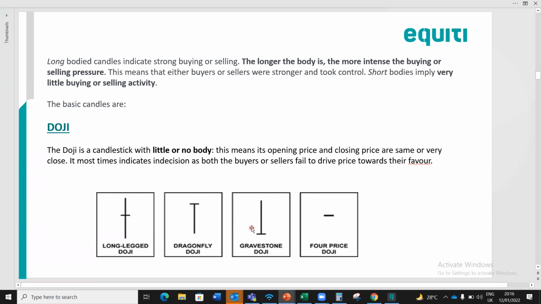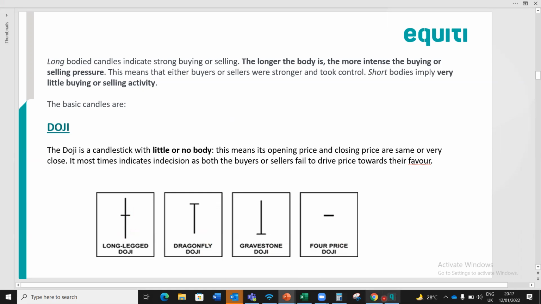Whenever you see the doji, you know that neither the buyers nor the sellers are dominating that particular session. There is indecision. Now, what are the types of dojis that we have? We have the long-legged doji, the dragonfly doji, the gravestone doji, and the four price doji. This is how the long leg looks like, this is how the dragonfly looks like, and this is the gravestone.